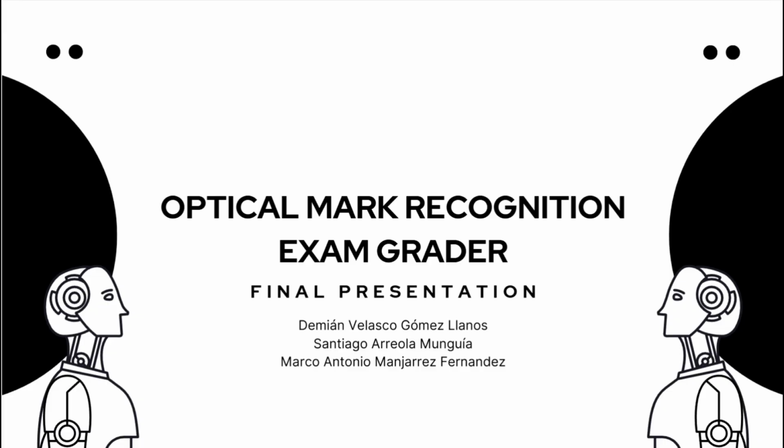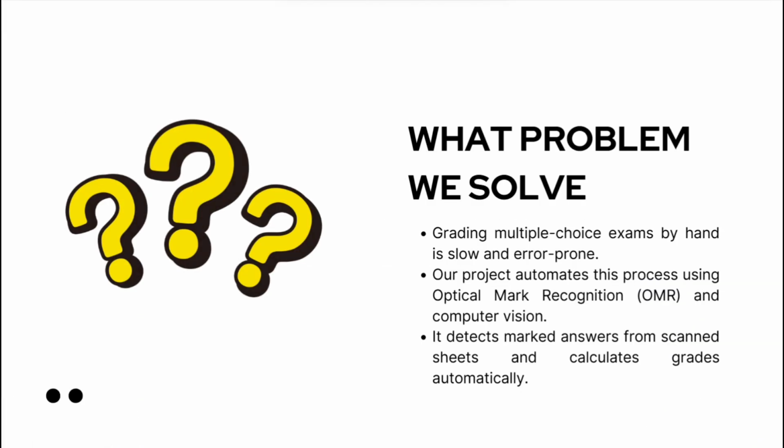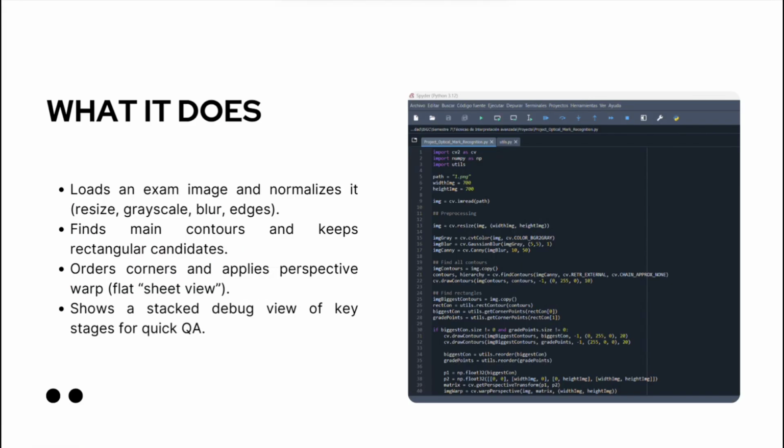First off, let's talk about what problem we solve. Grading multiple choice exams by hand is slow and error prone. What does our project seek to do? To automate this process using optical mark recognition and computer vision. What we are looking for is an algorithm that detects marked answers from scanned sheets and calculates the grades accordingly and automatically.